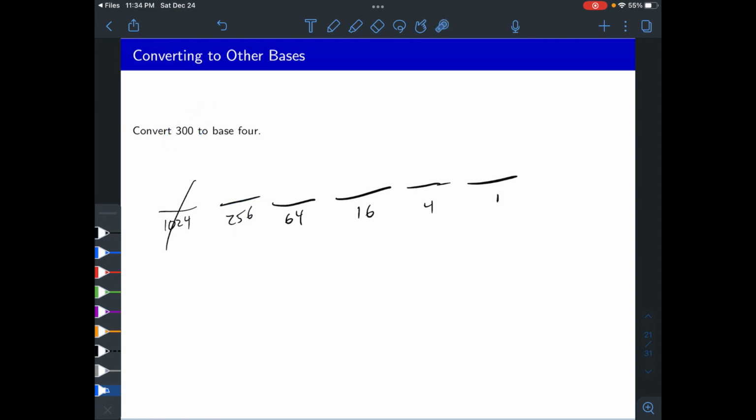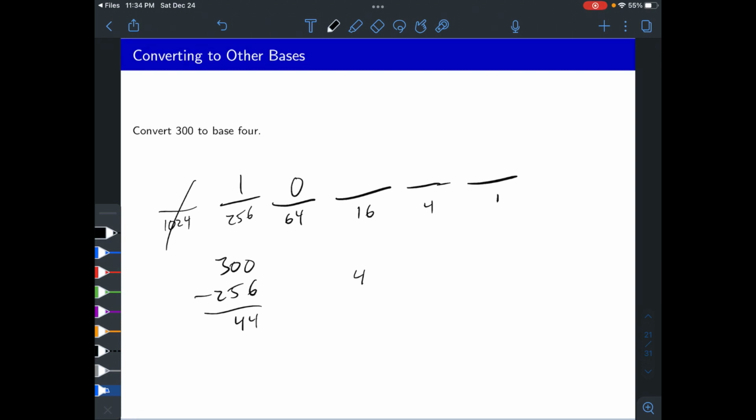Okay, so how many groups of 256 go into 300? Hopefully you can see that it's just one. If I were to do 2 groups of 256, that'd be over 500. It's not going to work. All right, so let's take 256 away from 300. We're going to be left with 44. All right. Do any groups of 64 go into that? No, 64 is too big. Any groups of 16 go into 44? Yeah, 16 goes into 44 twice.